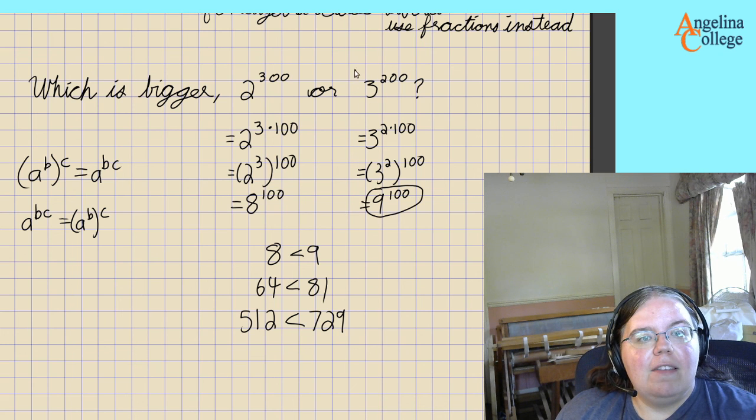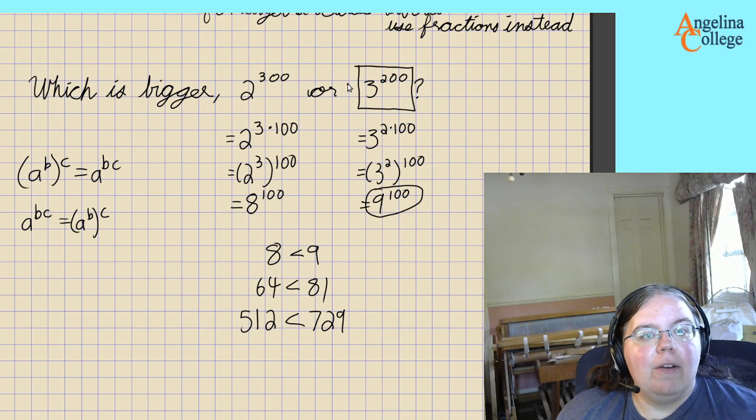But since that's just these same numbers right here, I didn't do any value changing things through here. I just did clever rewrites. That tells me that 3 to the power 200 is bigger than 2 to the power 300 because it has a larger base when you convert it to the same power.